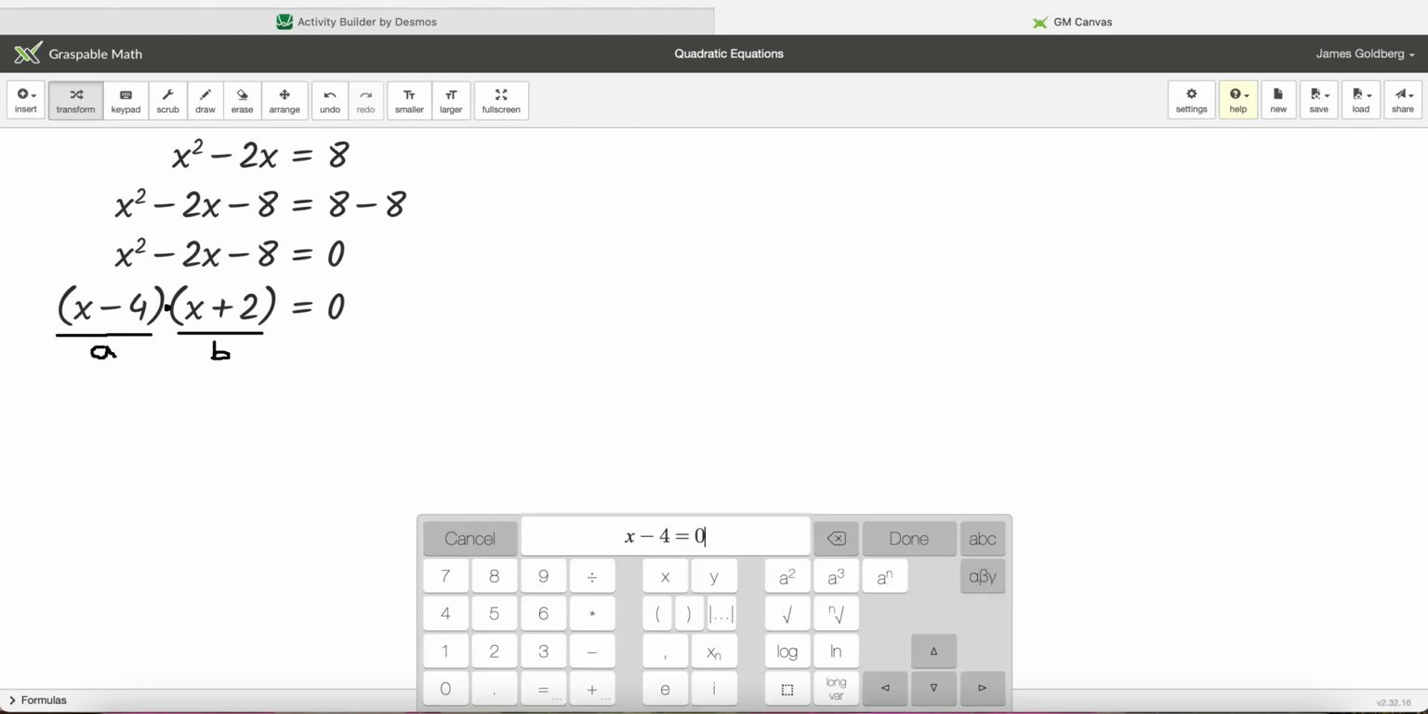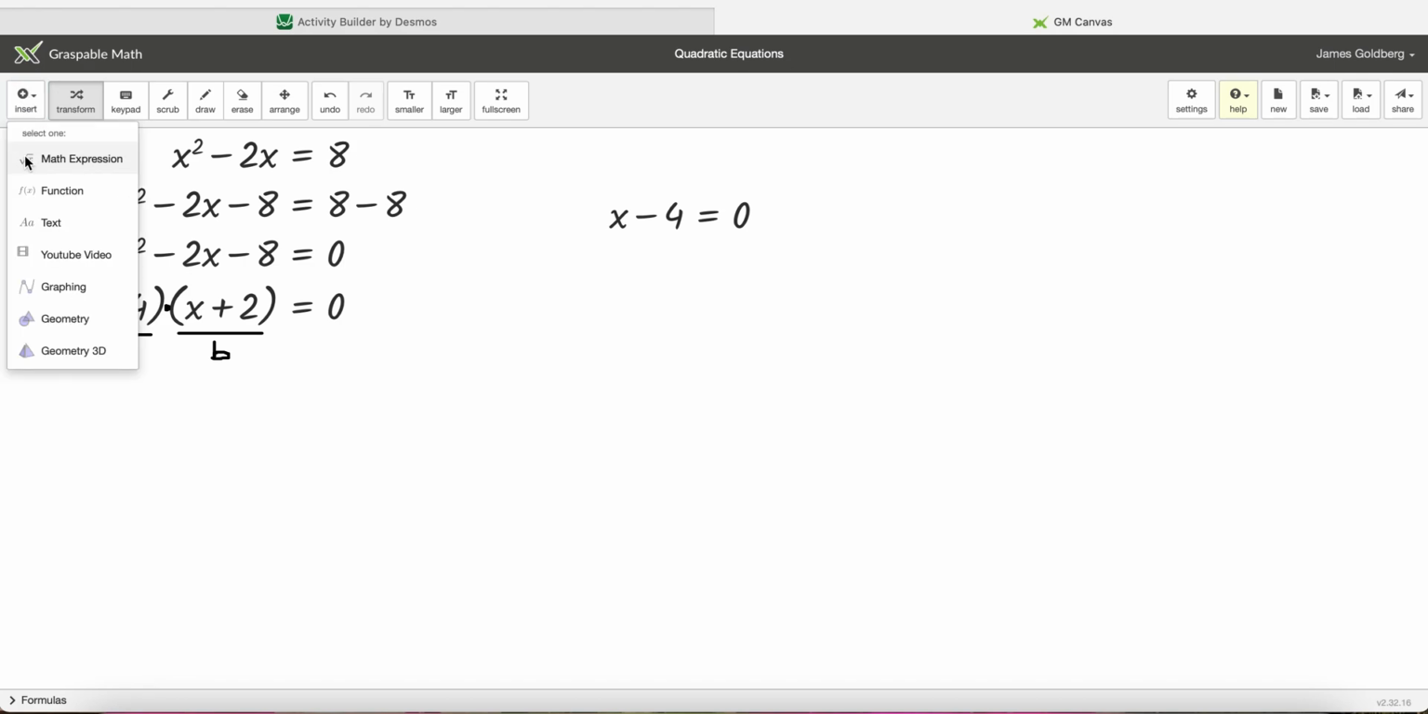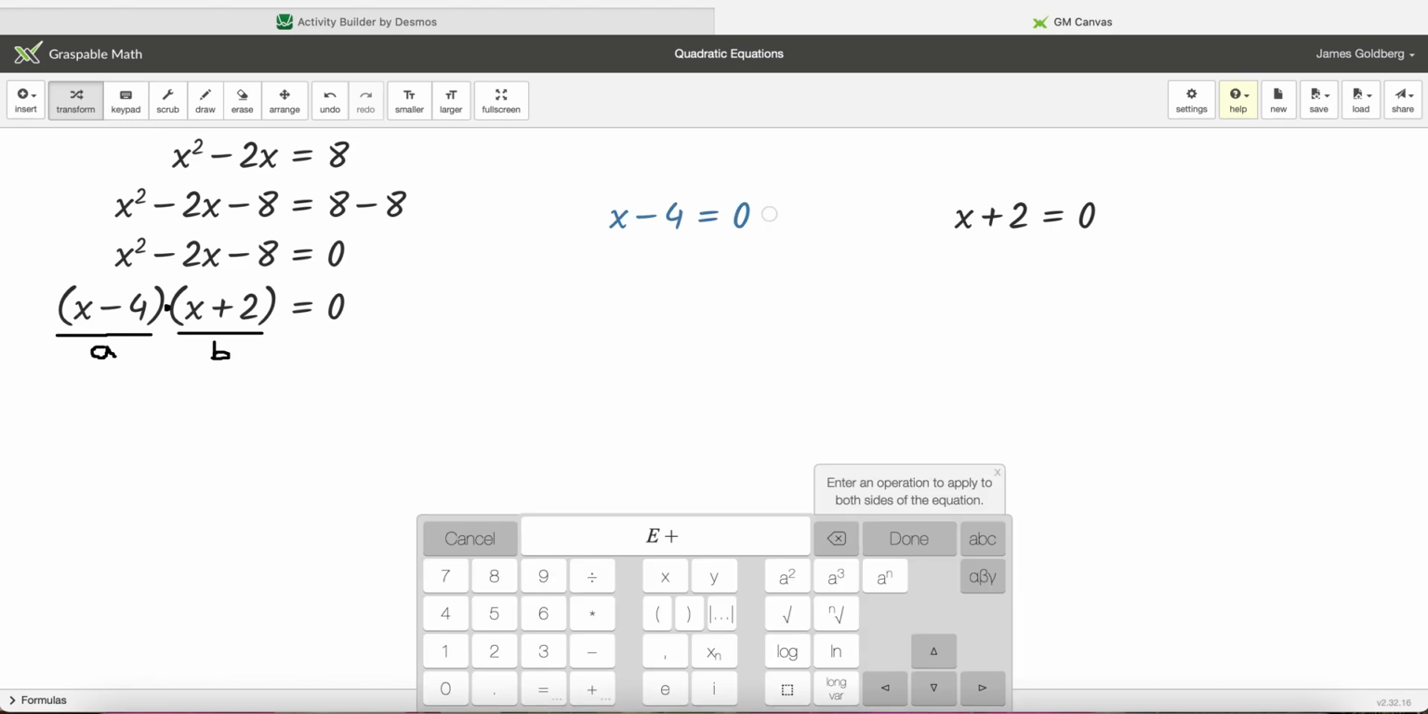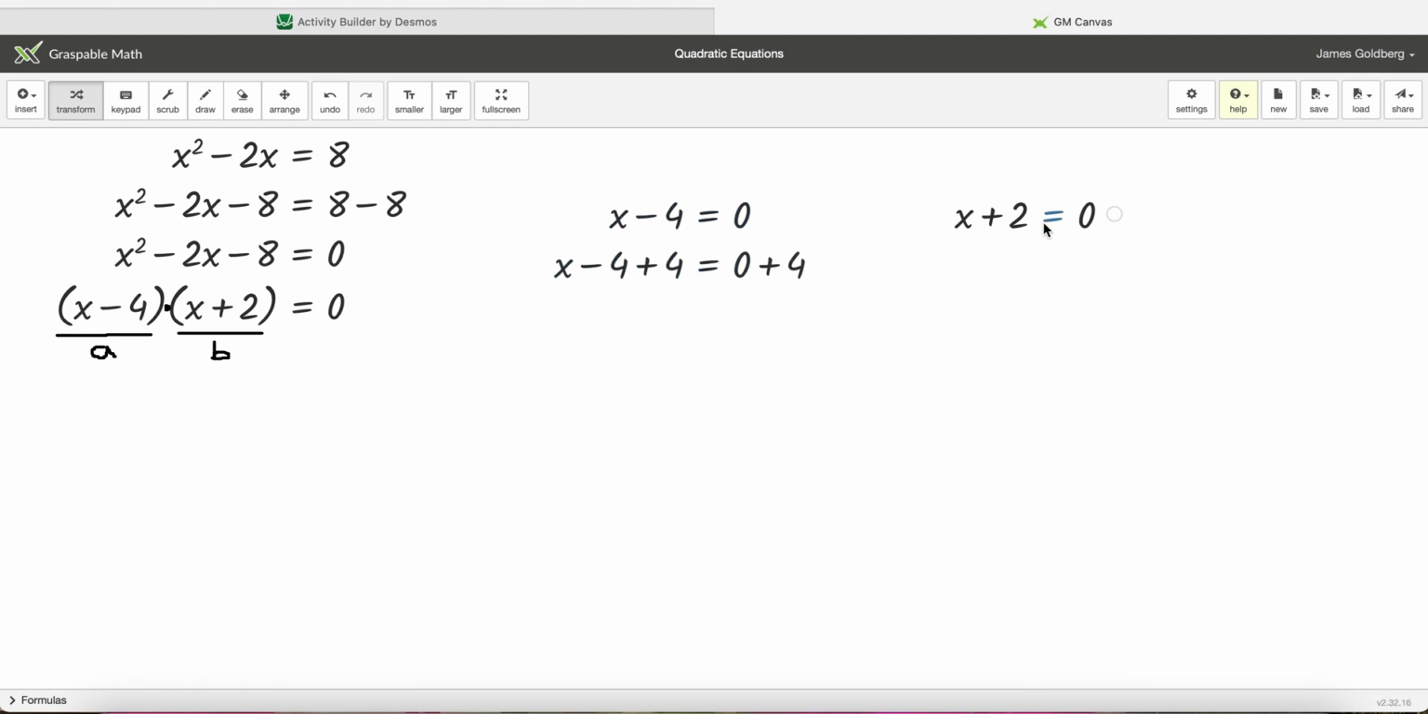I have x minus 4 equals 0, and I have x plus 2 equals 0. Well, those are pretty easy to solve, right? We know in one case, we don't even really need to solve these. We know that x equals 4 in one case and x equals negative 2 in the other case. So plus 4, but we'll just do it for fun.